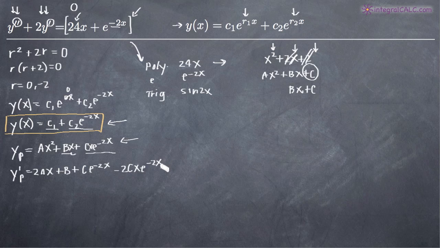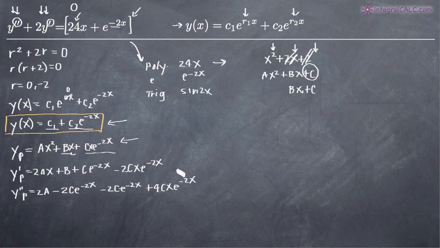So that will be our first derivative, and then we're also going to need to take our second derivative, y double prime of p. And when we do that, we'll just get 2a. The b will go away completely, and then for this c e to the negative 2x, we can take that normally. We don't need to use the product rule. So we'll get minus 2c e to the negative 2x. But again, for negative 2cx e to the negative 2x, we'll need to use product rule to take the derivative, and we'll get minus 2c e to the negative 2x, and then plus 4cx e to the negative 2x. And that would be our second derivative.